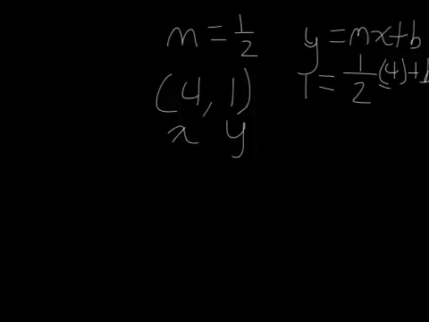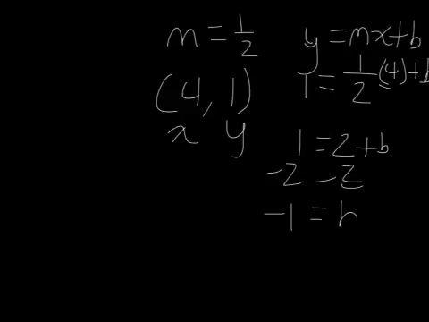So we're given the equation 1 equal 1/2 times 4 plus b. 1/2 times 4 is going to give us 2. So we get 1 equal 2 plus b. We subtract 2 from both sides. 1 minus 2 is going to be -1, and we have a result of -1 equal b. Now we have an m of 1/2, and we have a b of -1. So we can now substitute these back into our original equation of y equal mx plus b. So when we do so, we're going to have y equal 1/2 x minus 1.